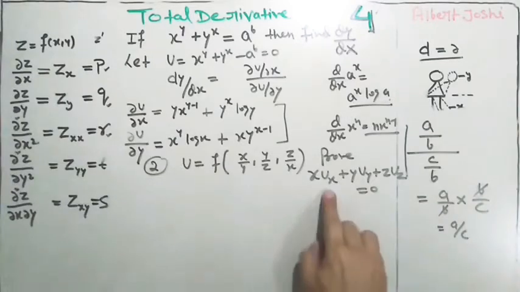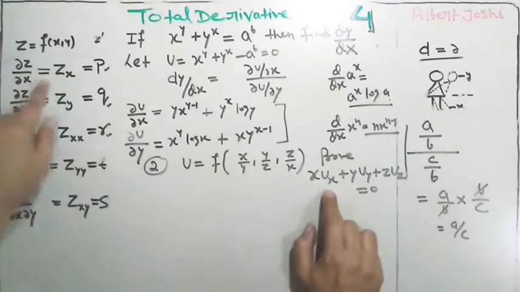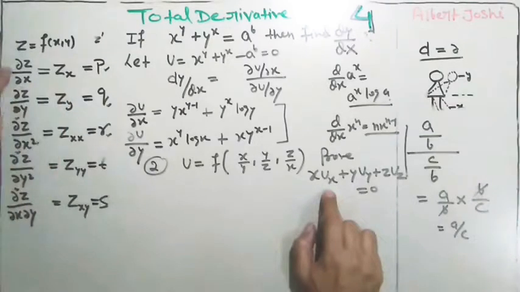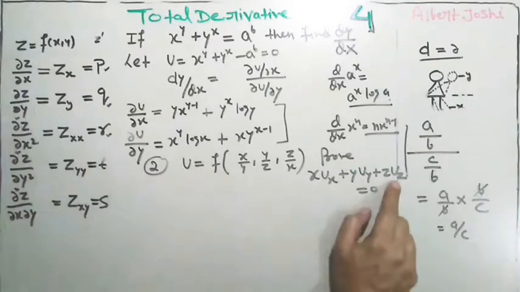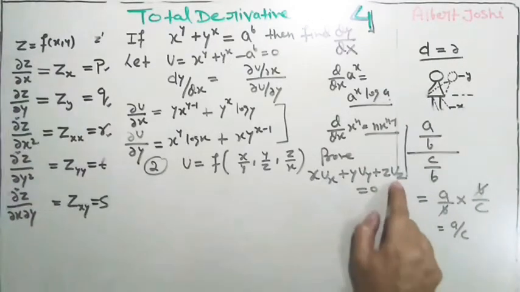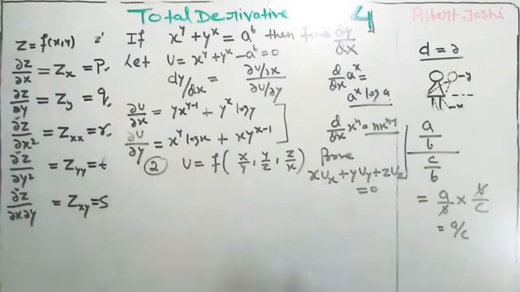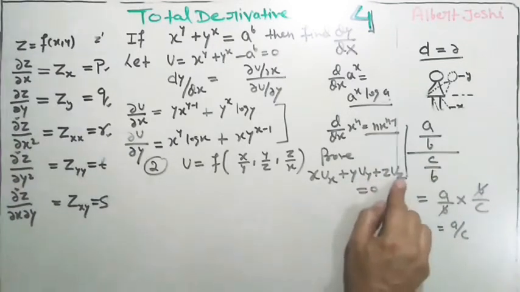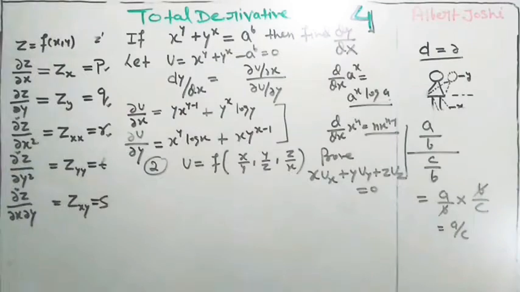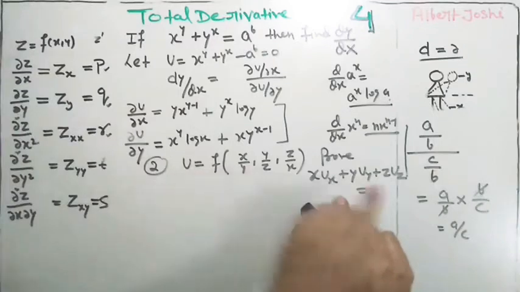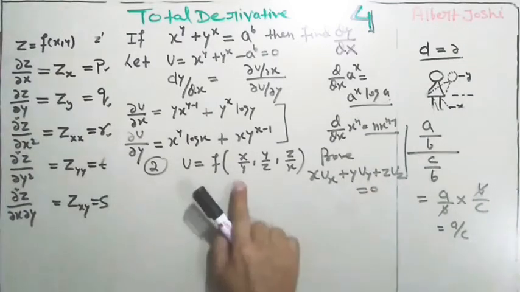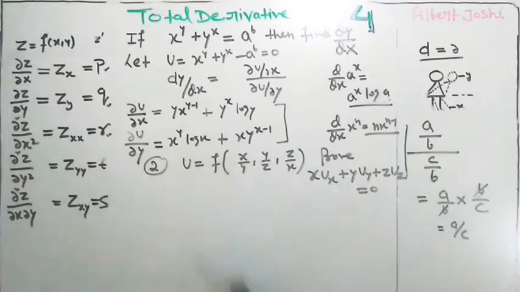What is the meaning of ux? Already we have written it: we are differentiating with respect to x, with respect to y, with respect to z. It means del u upon del x, del u upon del y, del u upon del z. So at first we have to differentiate with respect to x, then with respect to y, then with respect to z. But there is a problem. How to solve such a problem? This is very difficult.